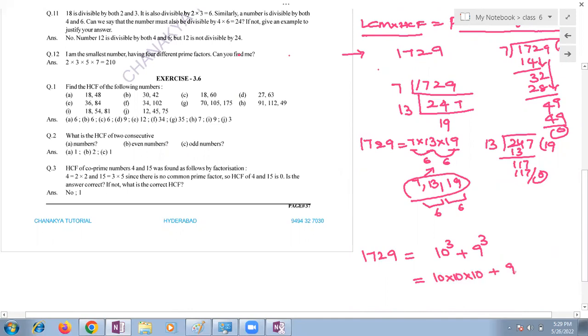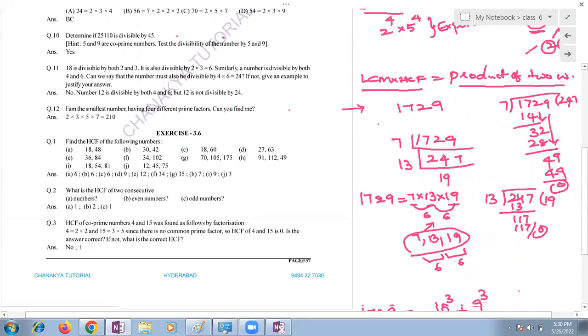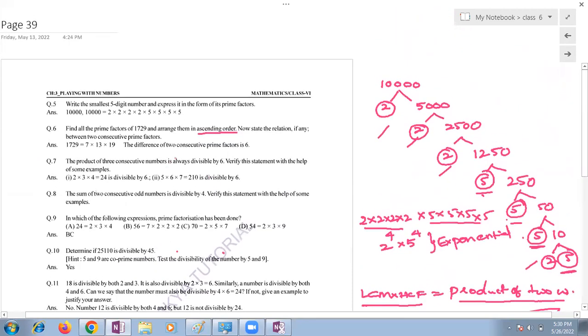Ma'am, I didn't get it. I understood till the ascending order. We arranged 7, 13, 19 in ascending order. After that, what did we do? I'm not understanding the question, ma'am. I understood till ascending order; after that, what procedure did you do? I will teach you.